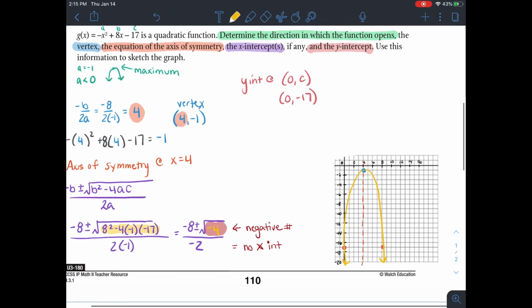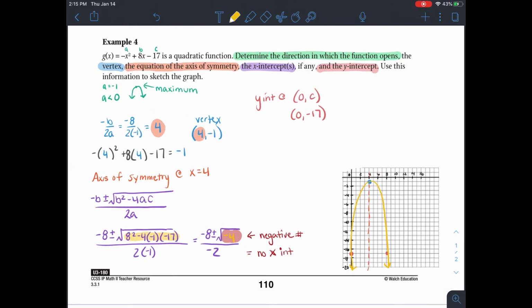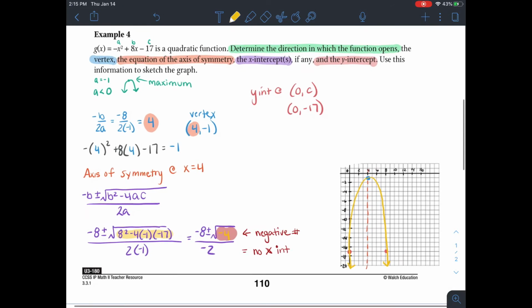So we found all the pieces, put what we knew on the graph. We know we have no x-intercepts, which our yellow graph never touches that x-axis. Opens down, vertex at (4, -1), axis of symmetry at x equals 4, and a y-intercept at (0, -17).